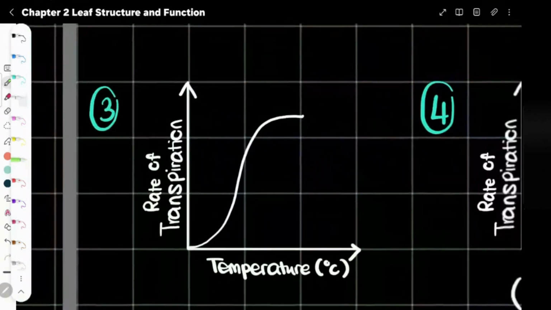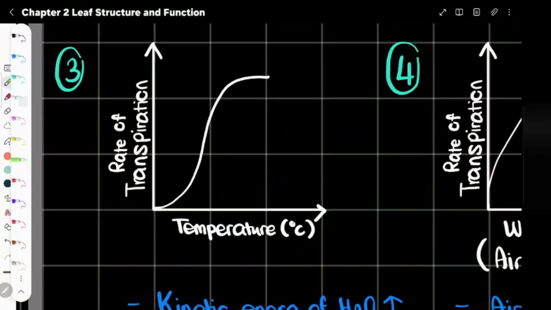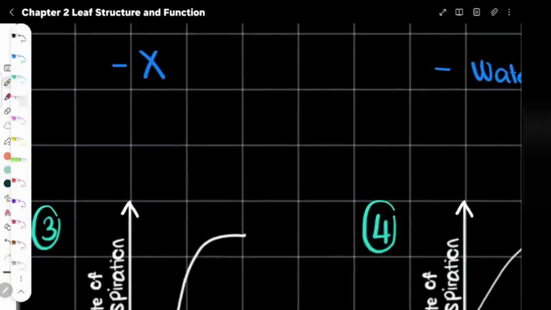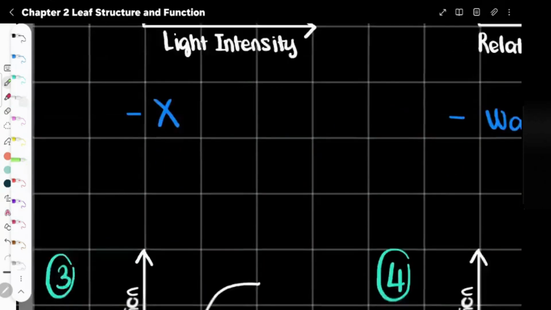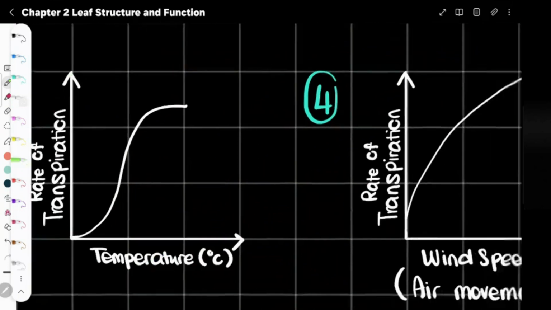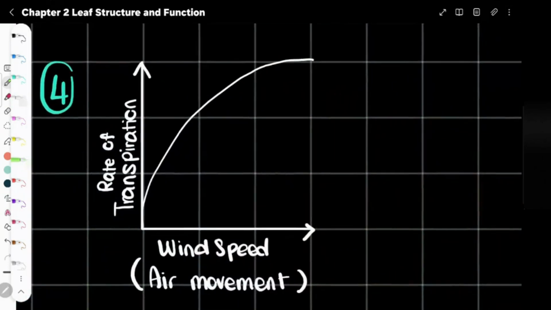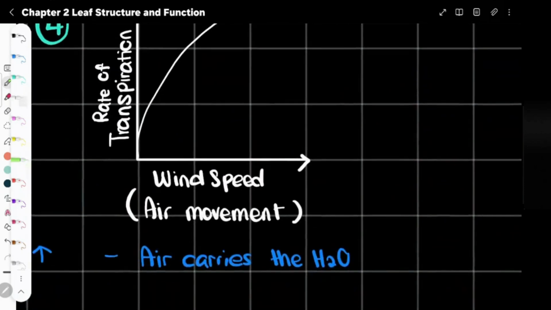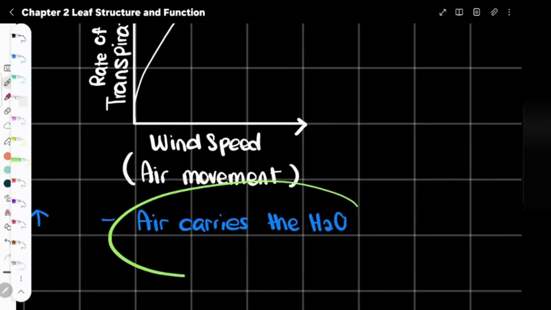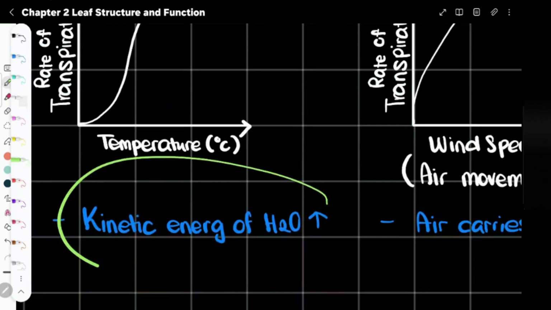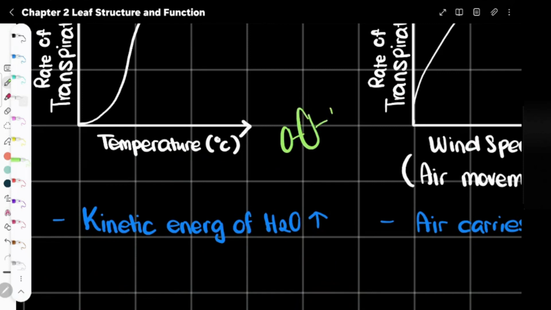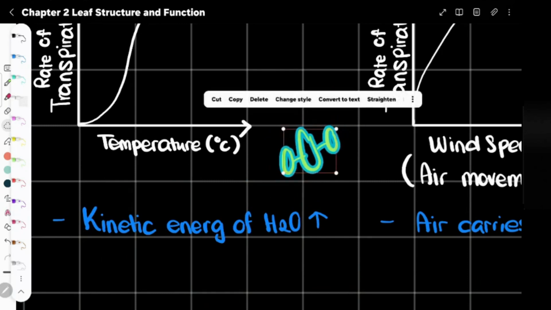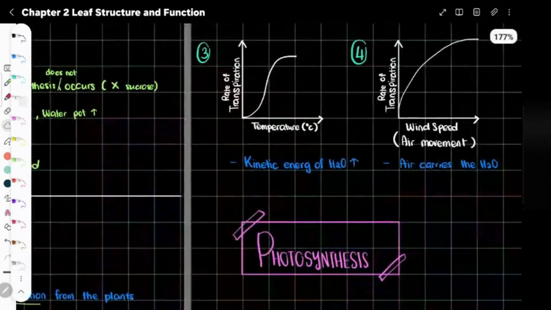Now the temperature. Temperature is related with the light intensity. The higher the light intensity, the higher the temperature as well, so it's the same thing, except a different graph here. You can read in the textbook. And then the wind speed: air carries the H2O. And if the temperature is higher, the hotter it is, the water particles will move faster. The kinetic energy will be higher, and that means it will evaporate faster.